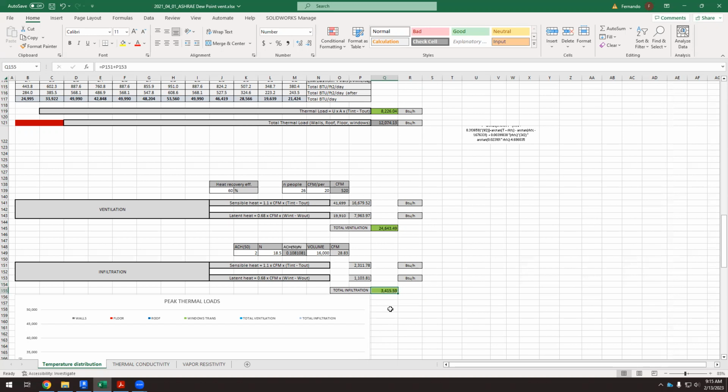3,000. It has to be double. So we can double this number. And now it's around 6,000. Okay, but again, how does Revit calculate the infiltration?